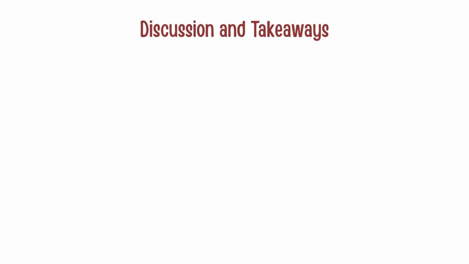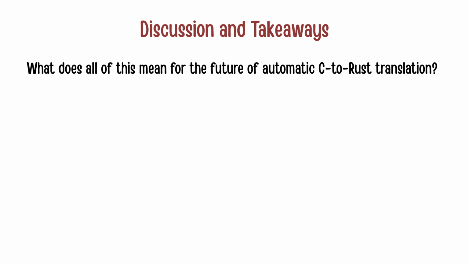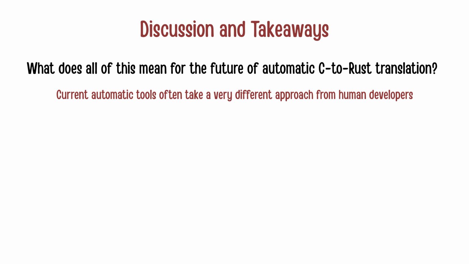So, after analyzing how human users translate C programs, comparing their strategies with automatic tools, and checking whether the same patterns appear in mature real-world Rust code, we can finally ask, what does all of this mean for the future of automatic C to Rust translation? The paper highlights a fundamental gap. Current automatic tools often take a very different approach from human developers.